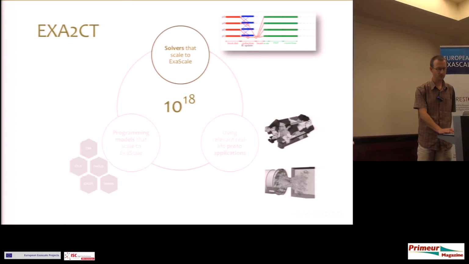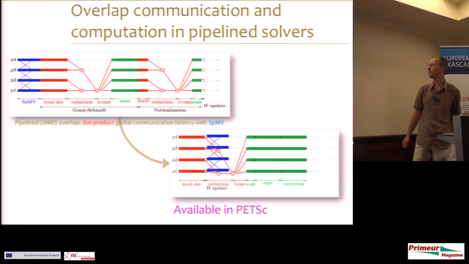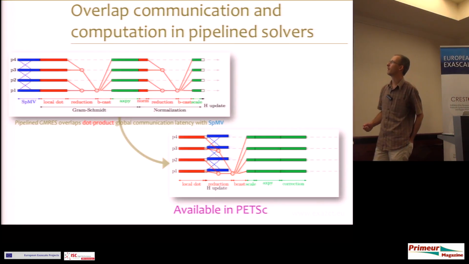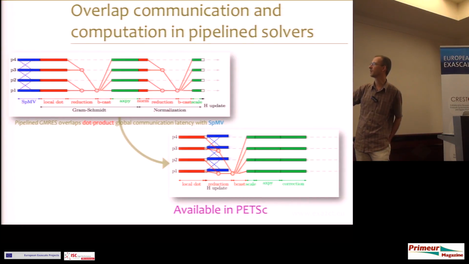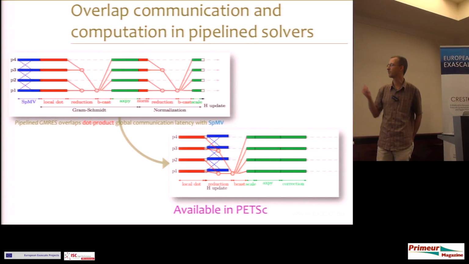So let me focus first on the solvers and what we do there. I'll show you some examples of what we're doing. It's by no means complete, but I'll show you how we change the algorithms and the solvers to make them scale better. One example is a pipelined CG solver developed in the project. It's available now in the PETSc library. In this case, the example is a pipe CG.